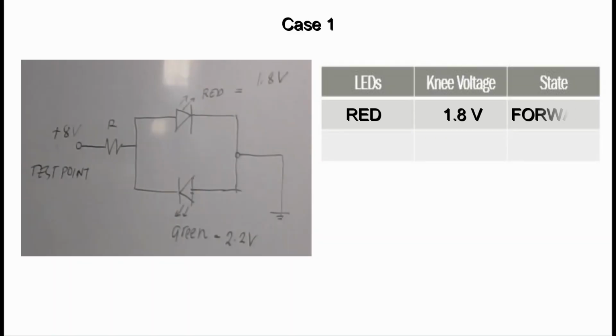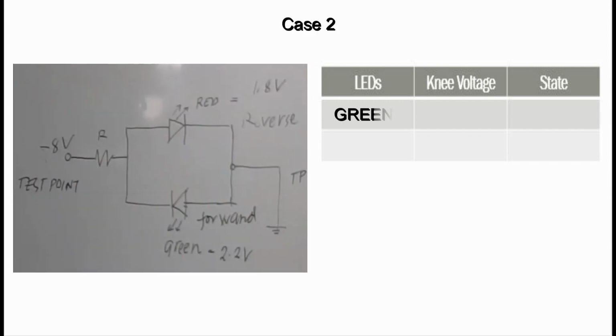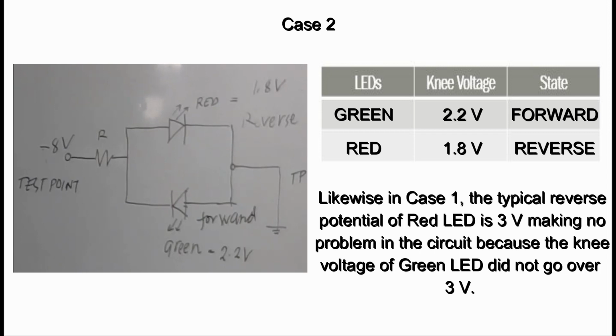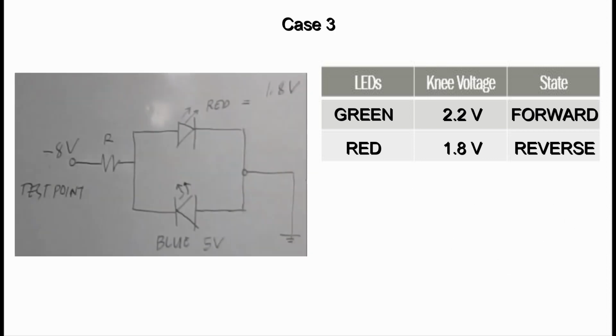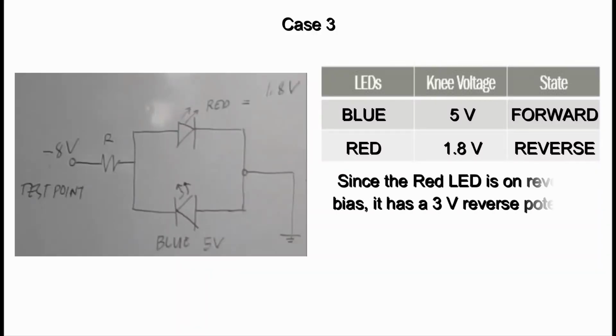When the red LED is in forward bias and the green LED is in reverse bias, and when it is the green LED that is in forward bias and the red LED is in reverse bias, the circuit works. If, however, the green LED is replaced by a blue LED, this will pose a big problem now. Why?